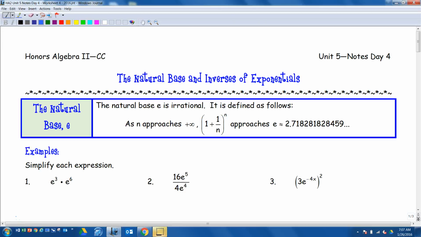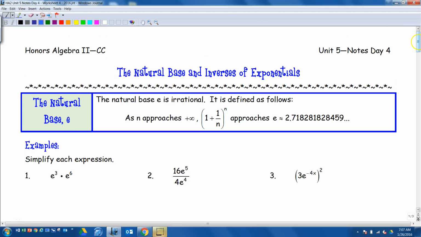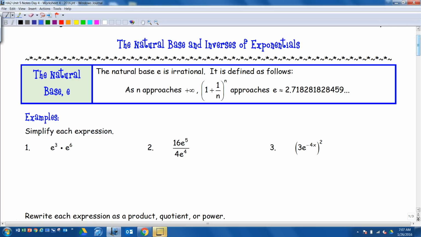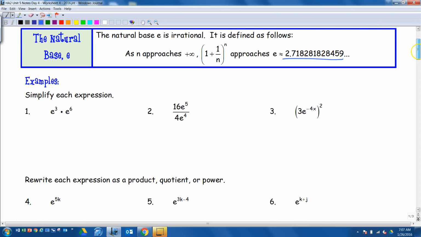Okay guys, welcome back. Again, we've talked about e before, the natural base, or the exponential function. E is irrational, and it's defined as this: as n goes to infinity, this value will approach an asymptote of 2.7182818, and so on. Okay, and that's how they get that.